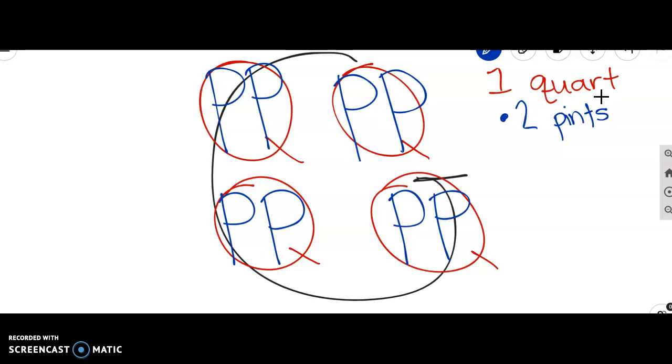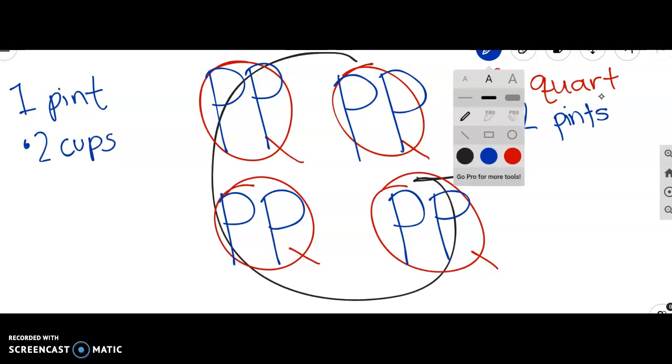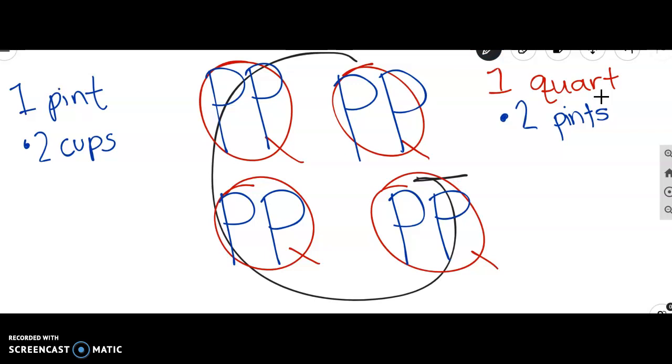And then within the quart, each pint has 2 children. So if we talk about pints, 1 pint, the prince and the princess had 2 children or 2 cups. So 2 cups, 1 pint equals 2 cups. So we're going to draw little C's in the P. So we have C, C, that's 2 cups. C, C, that's 4 cups. So in 1 quart or in 1 Q, there are 4 cups.